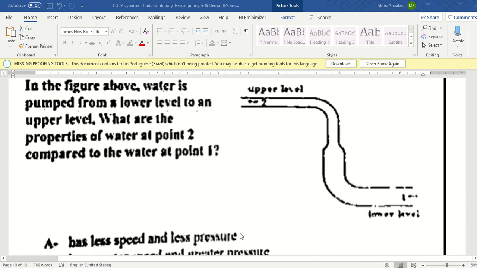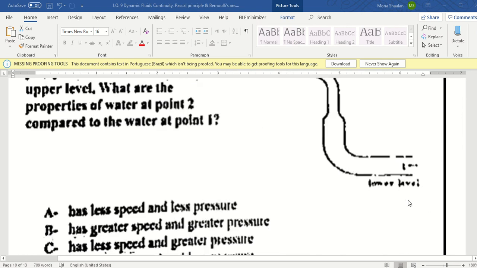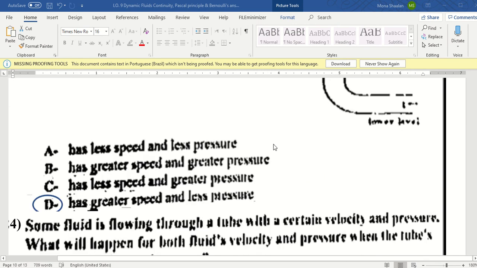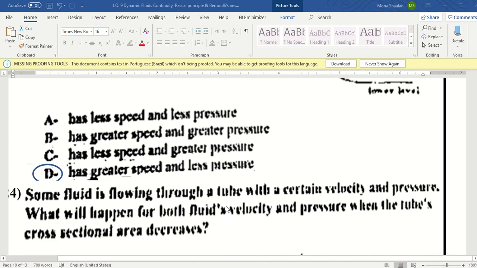This problem we solved in a previous video. In the figure above, water is pumped from the lower level to an upper one. The water is flowing as shown from this point to this point. The properties of the fluid at point 2 compared to this point. So it requires the properties of the upper point, not the lower one. It has a smaller cross-section area, so it will have a smaller pressure and high speed. Okay, high speed and less pressure.